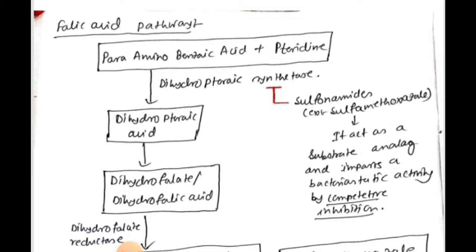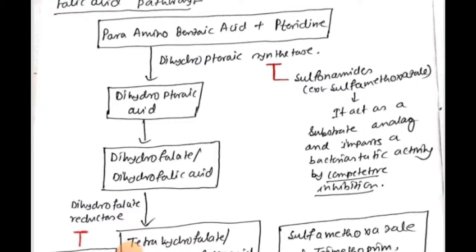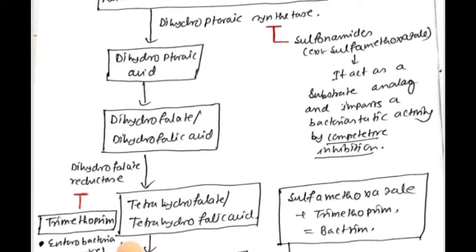Try to remember again. One is sulfonamide, for example sulfamethoxazole. This competitively inhibits dihydropteroic synthetase and prevents the formation of dihydropteroic acid by acting as a substrate analog. The second is inhibition of dihydrofolate reductase. This inhibition is done by trimethoprim, which especially prevents Enterobacteriaceae gram-negative infection.